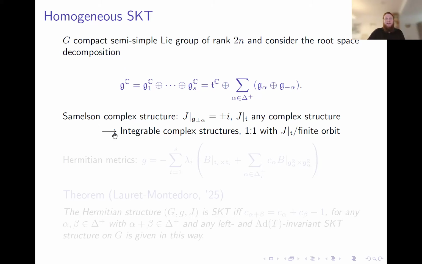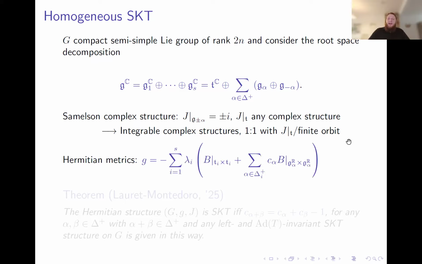It turns out, by all this work of Samuelson, these are integrable complex structures. And basically they are unique, given by the choice of this J_T, up to some finite orbit of holomorphic automorphisms. But we're not only caring for complex manifolds, we want Hermitian manifolds, so we want to define Hermitian metrics.